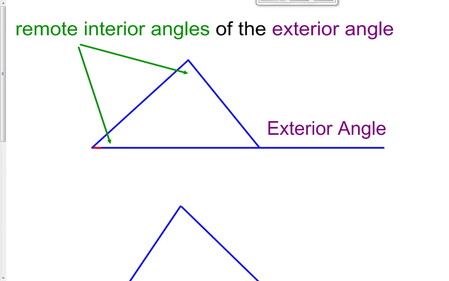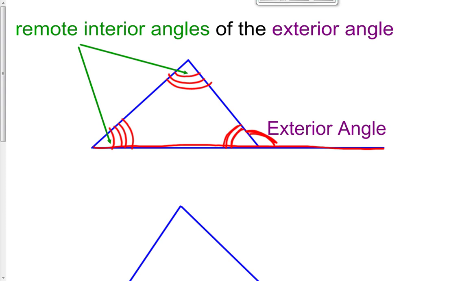It's formed when you extend one of the sides of the triangle. So here is the exterior angle. Now, the way I look at this is the supplement of the exterior angle is this one, right? They form a linear pair. So the remote interior angles are the other two angles in a triangle that are not the one that forms a linear pair. This angle and this angle are the remote interior angles.